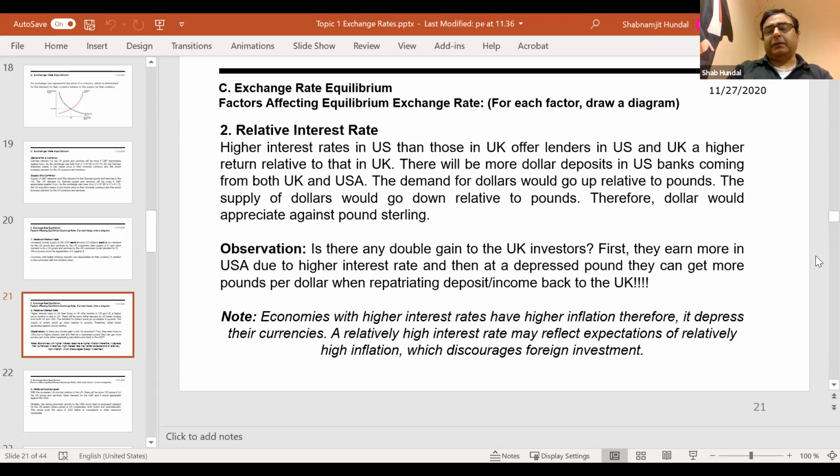The reason is very simple. In fact, this factor is very much connected to the first point, which is inflation. Remember that the interest rate is a cost.